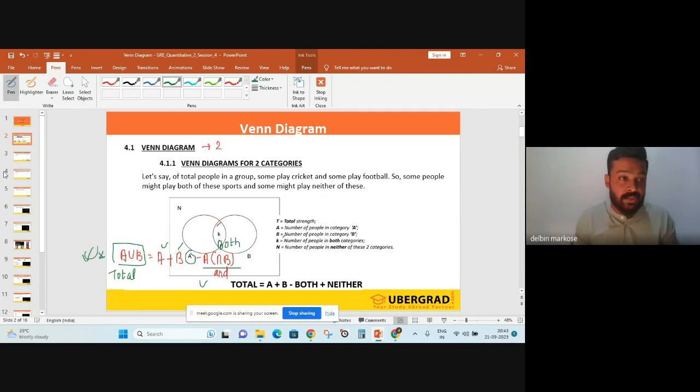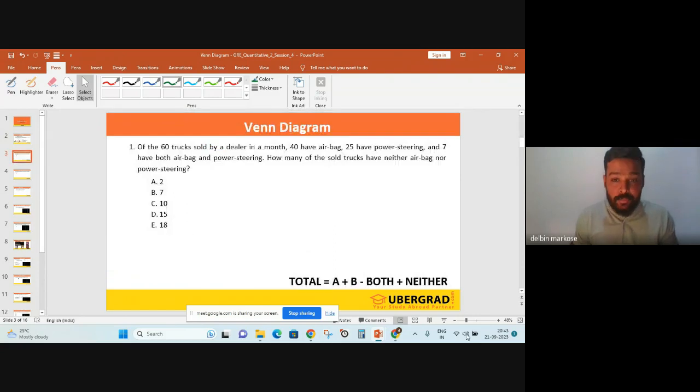Okay, now let's try to solve this question. You may take 2 minutes and try to solve it. Always remember, we have 2 cases only. Try to draw 2 circles and fill in all the information.